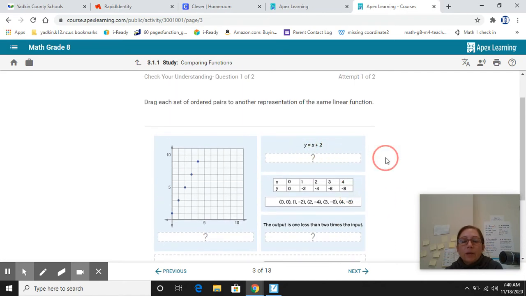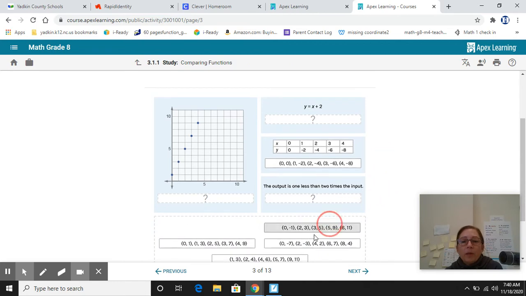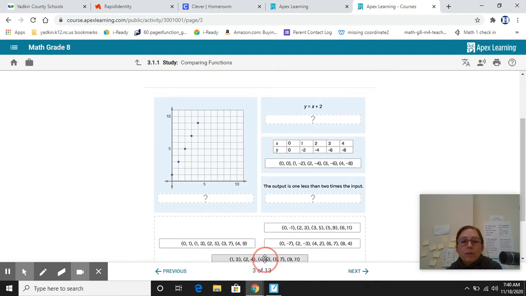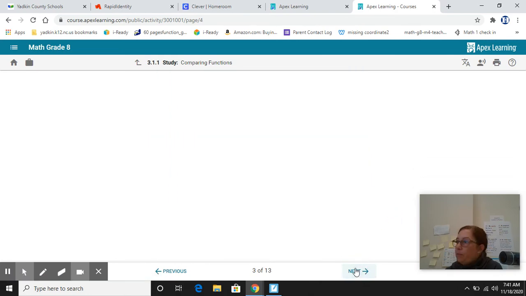This one, y equals x plus 2, so you want to find the ordered pair down here that if you add 2 to the x, it gives you the y. 0 plus 2 is 2, not -1. 0 plus 2 is 2, not -7. 0 plus 2 is 2, not 1. This last one, 1 plus 2 is 3. 2 plus 2 is 4. 4 plus 2 is 6, and so forth. So that is the one that would go there. And that's how you do those. I'm going to move on because of time. Well, it goes there. Okay, submit.